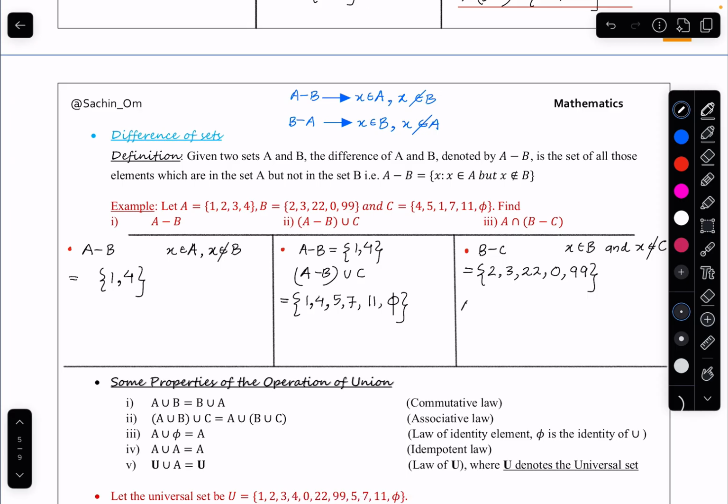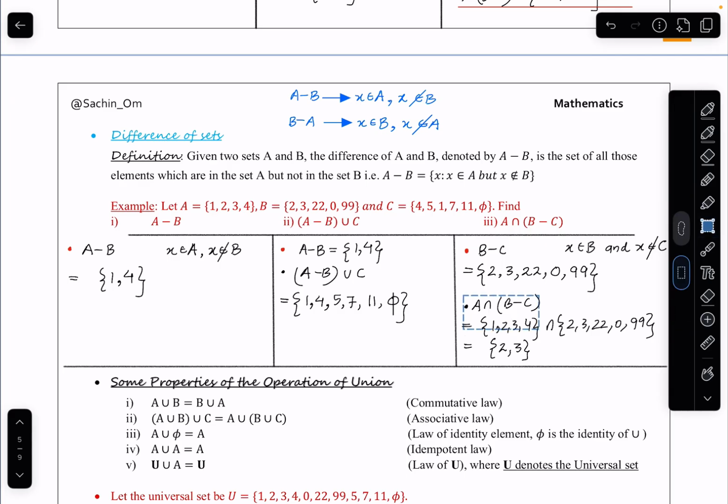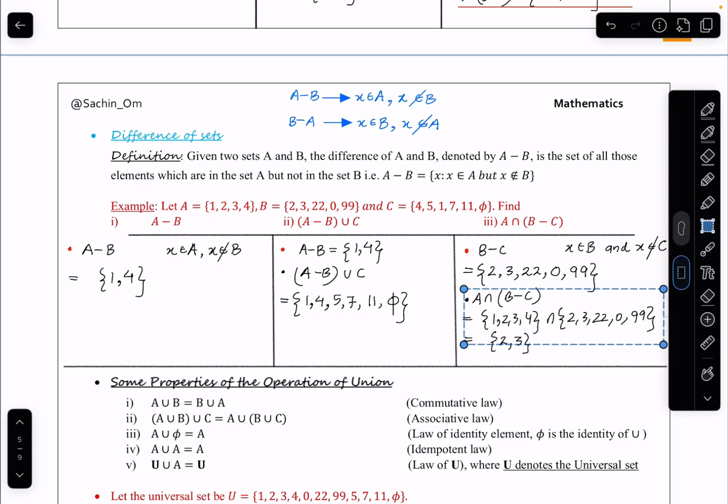Now I need to find A intersection B minus C. So that would be A intersection B minus C. A is 1 comma 2 comma 3 comma 4, and then B minus C is 2, 3, 22, 0, and 99. Intersection means you have to look for common elements. There is 2 as one common element. 3 is also a common element, and that's it. So this is what A intersection B minus C would be. It is the set which has 2 in it and 3 in it.